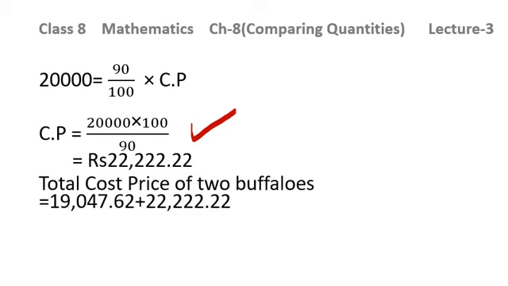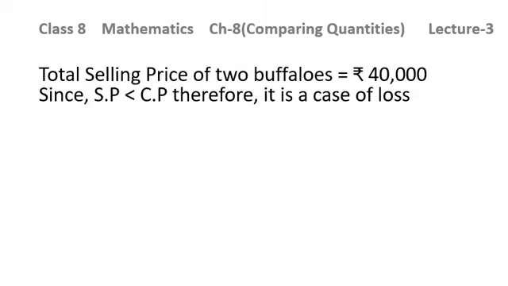In second case, now total cost price of 2 buffaloes. In the previous case, this was the CP. In this case, this is the CP. So we need to find the total cost price. Adding these two, you will be getting 41,269.84. So total selling price of 2 buffaloes is 40,000, as it was given in the question.